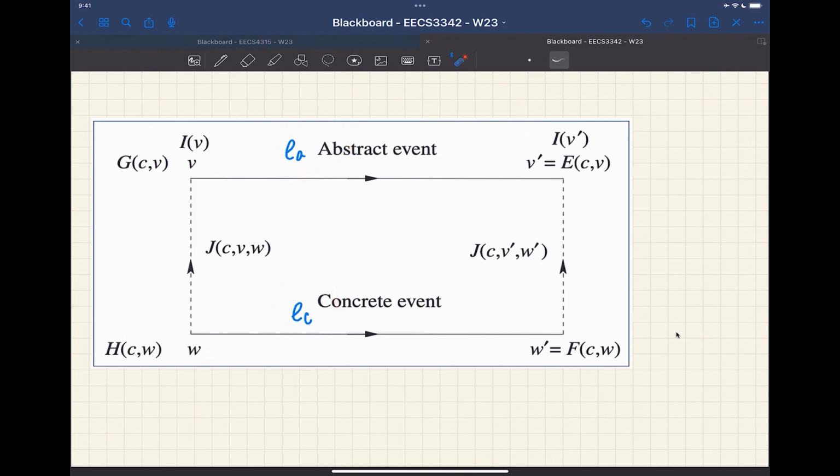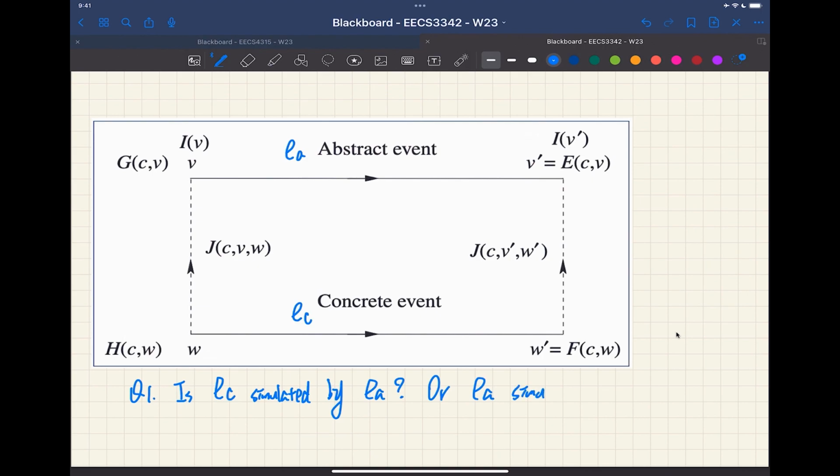Okay, I'll put it down. You can look it up. It's on the slides. So question one is: EC simulated by EA, or EA simulated by EC, right? I'm pretty sure you can find the answer easily, okay?